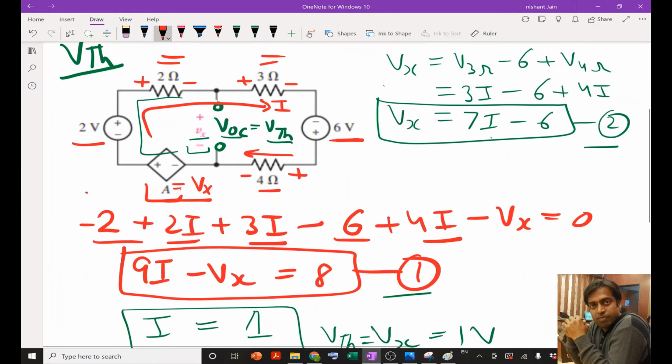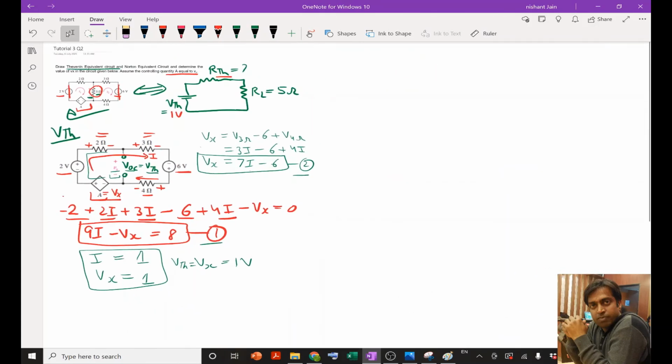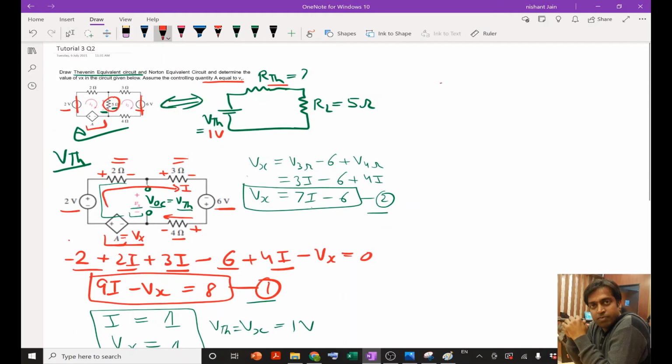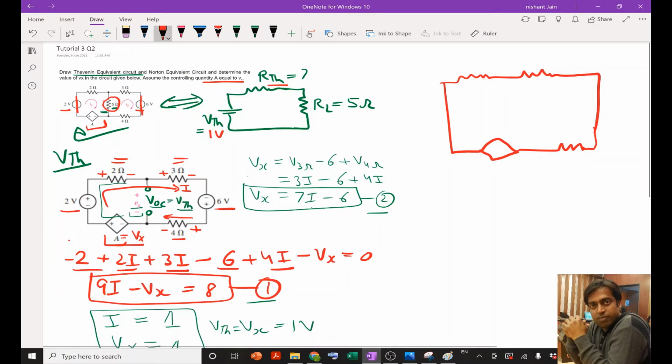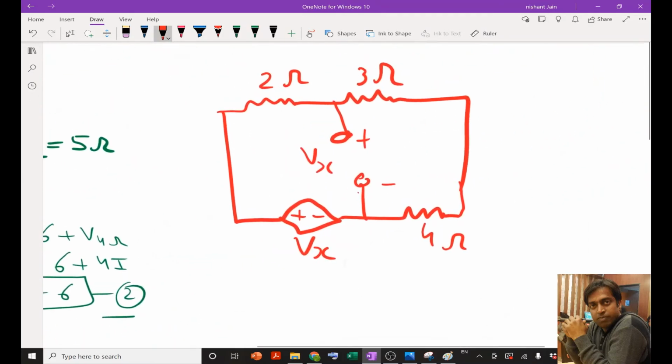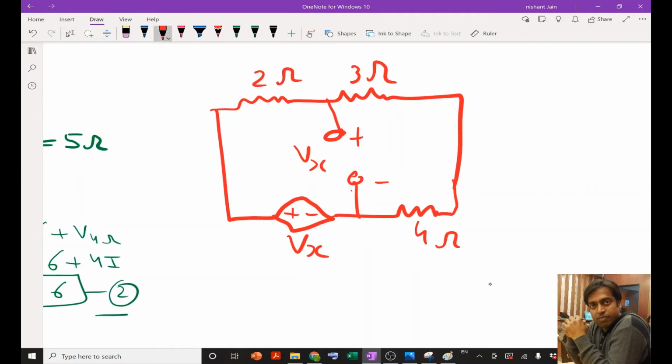So overall my circuit will look somewhat like this. And I need to determine the value of RTh.